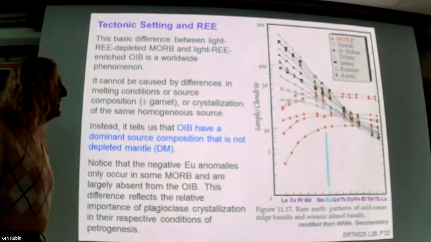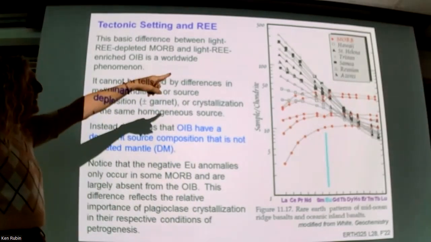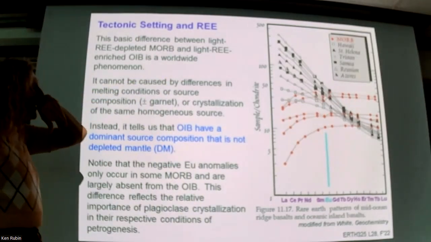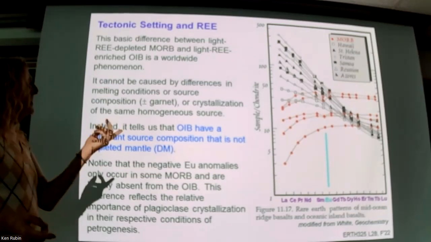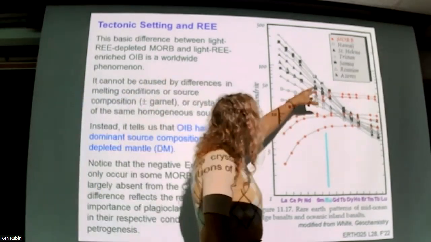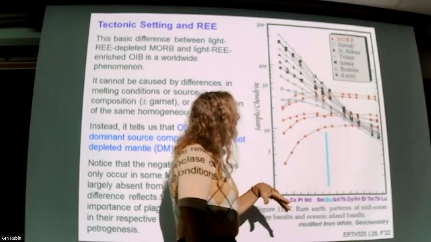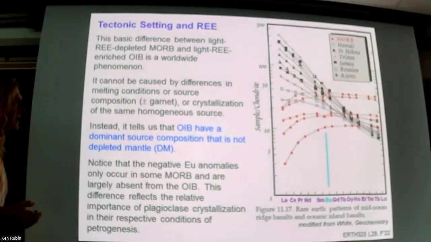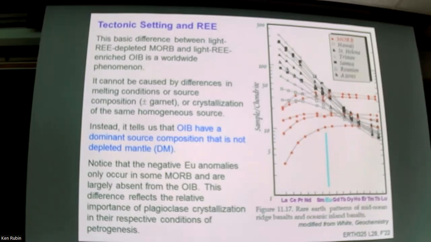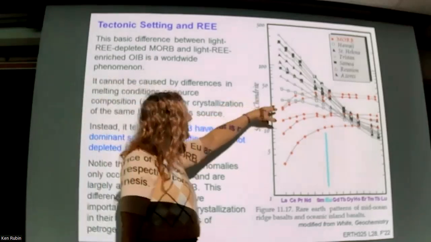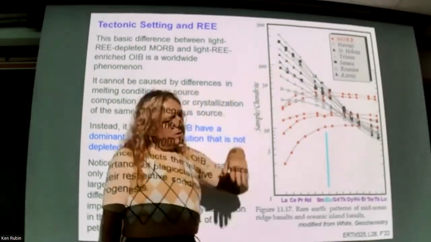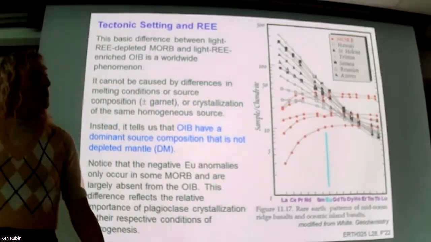Most of those are in the Pacific. St. Helena and Tristan are in the Atlantic Ocean. Actually, they're not mostly in the Pacific. I hadn't noticed that before. The Azores, St. Helena, and Tristan are in the Atlantic. Reunion is in the Indian Ocean. But what you see is a pretty common set of patterns. They're steep, right? And they kind of fan out up here, but they're all light rare earth element enriched.